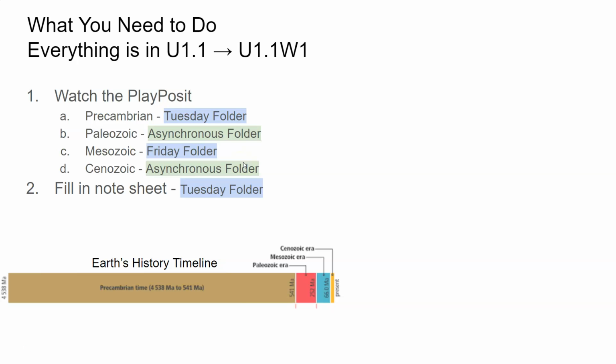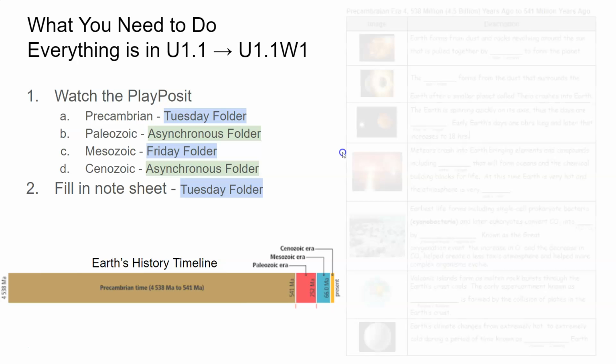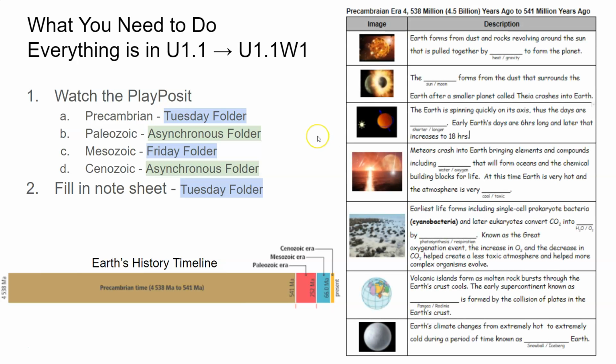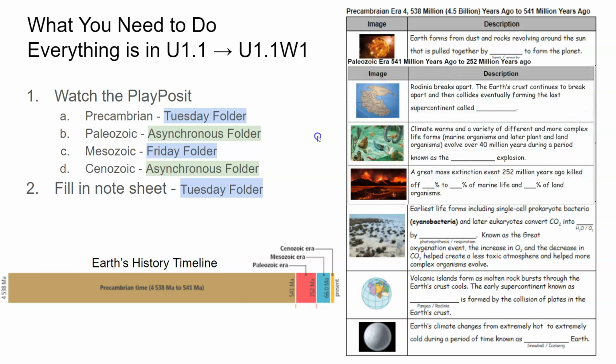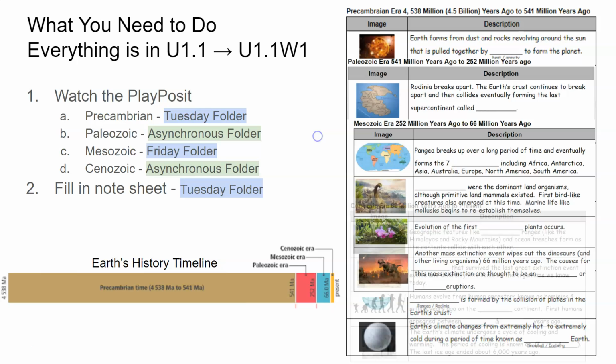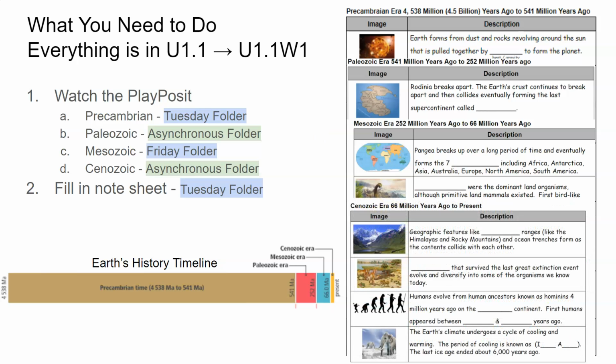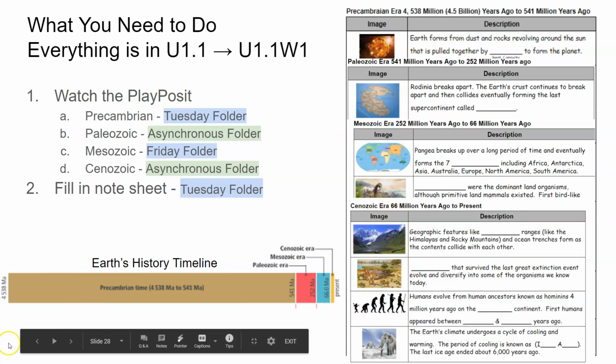And as you're watching the videos, or after watching them, you're going to use the information that you see in the videos to help you fill out these note sheets. And there's a note sheet for each section. So Precambrian, Paleozoic, Mesozoic, and Cenozoic. And you're just filling in the blanks, okay? So let me show you what that looks like.